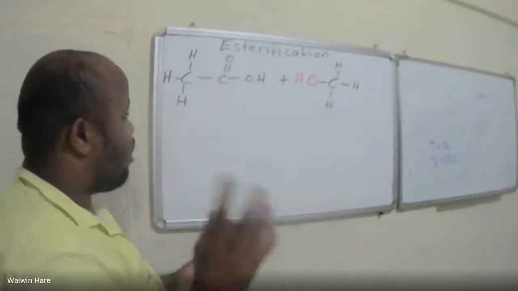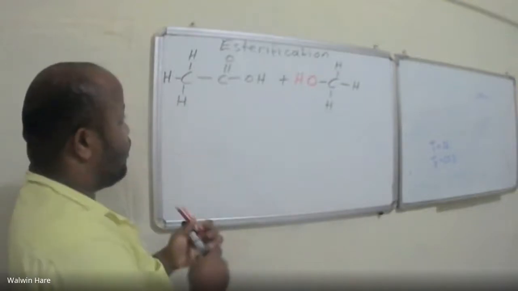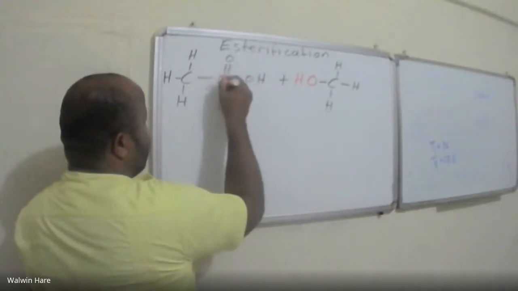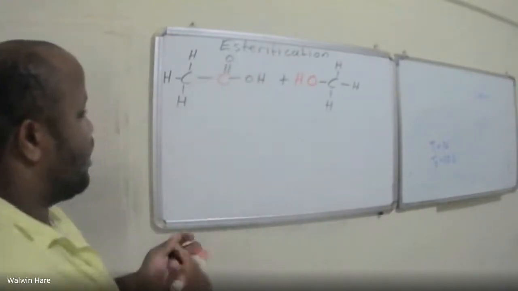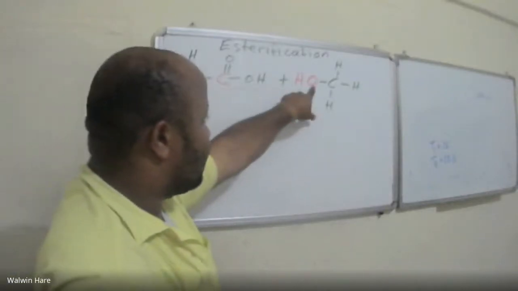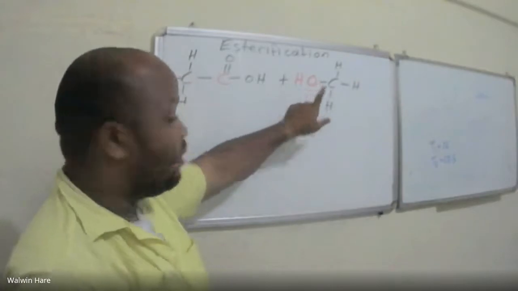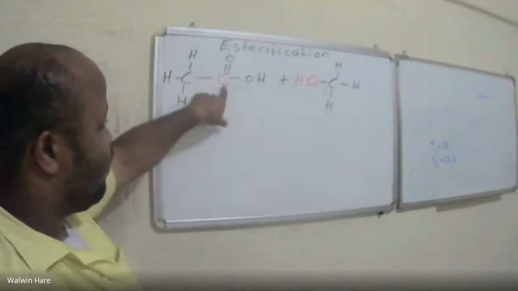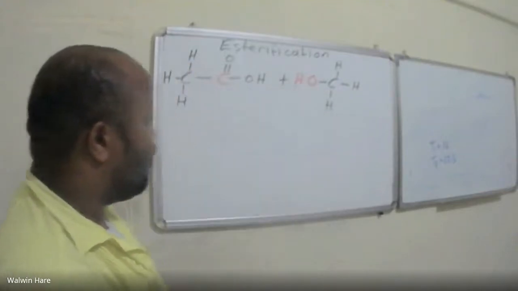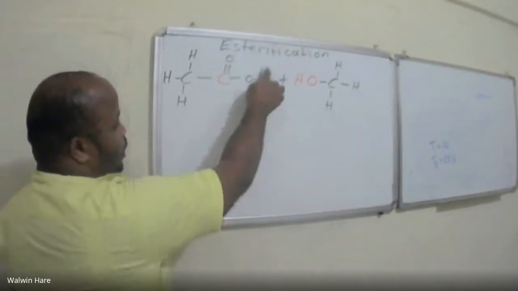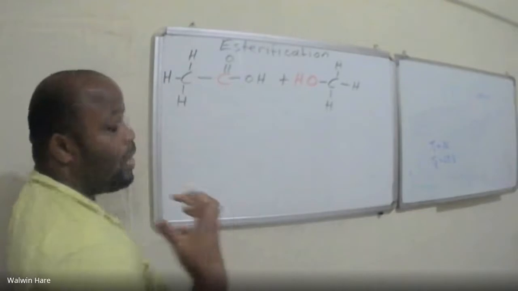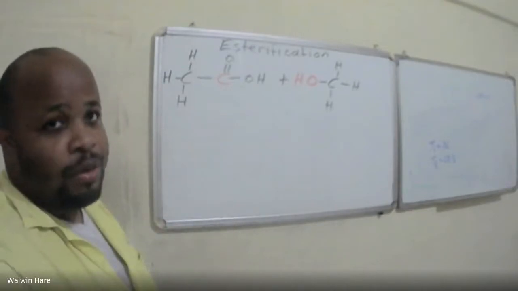But the carbon atoms we are joining, so we are supposed to join this carbon atom in red. We're supposed to join this carbon atom in red with this oxygen atom of the alcohol. In order for this carbon atom to be attached to this oxygen atom, we need to get the OH group out of the way, and we need to get the hydrogen out of the way as well. And that is what is going to happen.